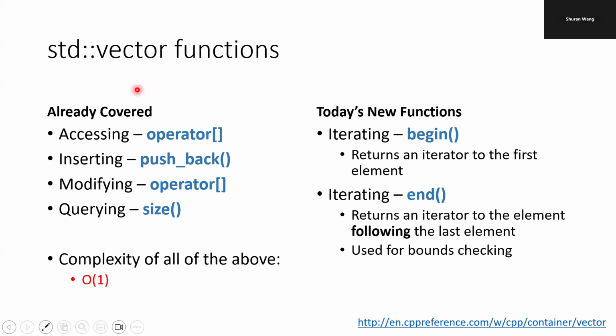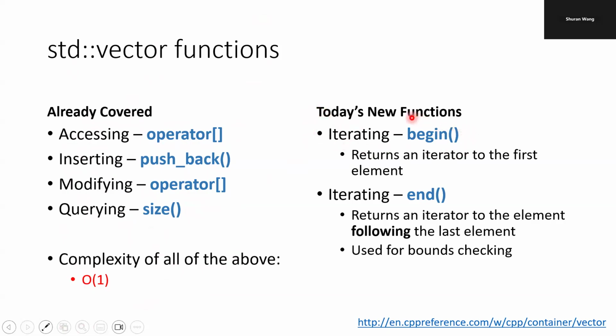Vector functions, we covered these ones last time. So for accessing with random access, we have the operator square bracket. We have insertion and we have querying the size. And all of the above take O(1) time. And today we're going to cover iterators.